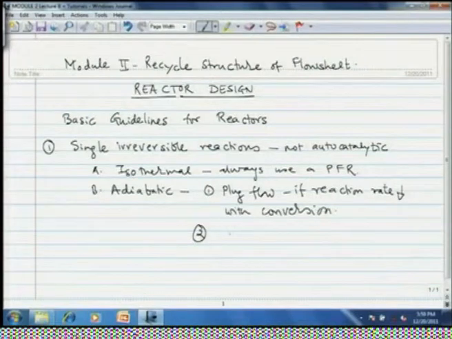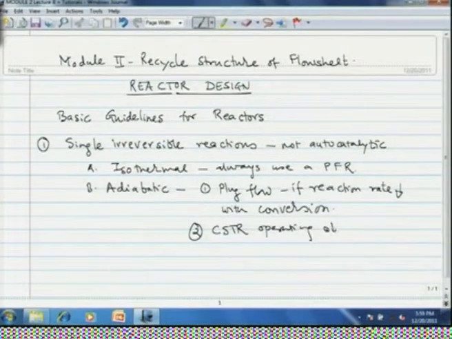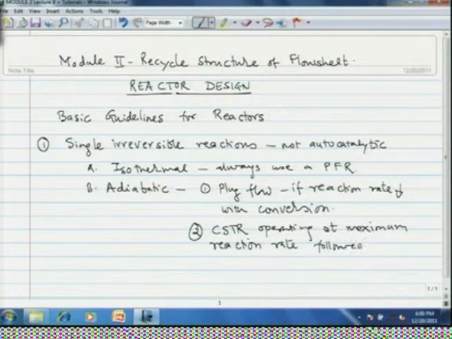Or you can use a CSTR operating at maximum reaction rate, where the rate of heat liberation will also be maximum. So, the heat load will be maximum, followed by the plug flow section, once the rate of reaction slows down.